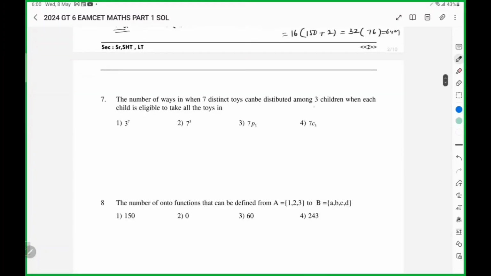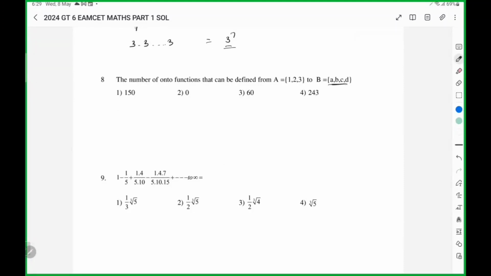7 distinct toys can be distributed among 3 children. Each child is eligible to take all toys. So there are 3 children. First toy can be given to any one of the 3 persons, 3 ways. Second toy also can be given to any one of the 3 persons. Like that, 3 power 7. D contains more number of elements.